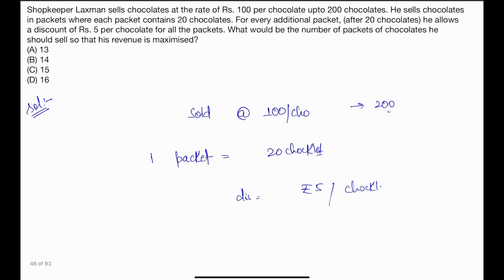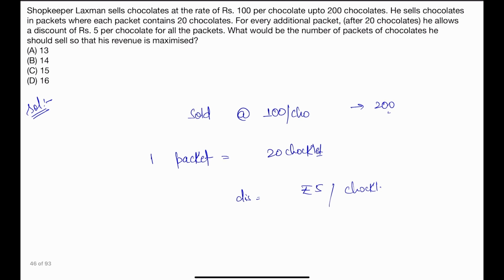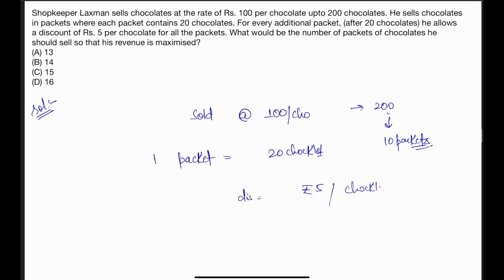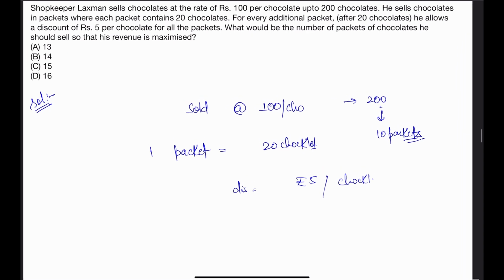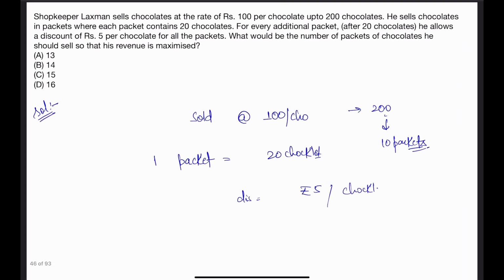Up to 200 chocolates at 100 per chocolate, 20 chocolates in one packet. So he can sell 10 packets. For 10 packets, this is the rate. Okay, we will try to solve this in the next one. So this question is left, and I will add many more questions with time, but for the time being I will solve this question in the next one.